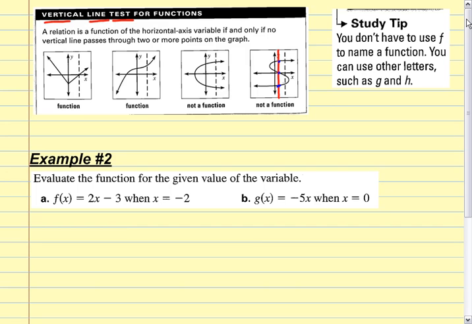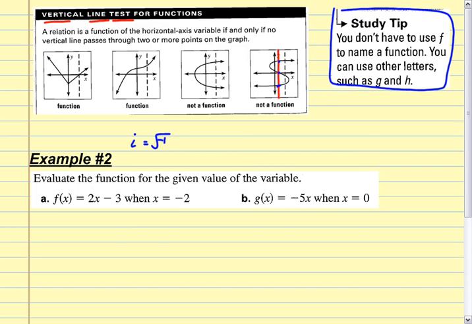Okay, all right. But over here, this is something that I mentioned earlier, but make sure you know this. You don't have to use f to name the function. You can use g. You can use h. I've seen k used, not i. Generally, this means the square root of -1. Okay, we'll leave it there.